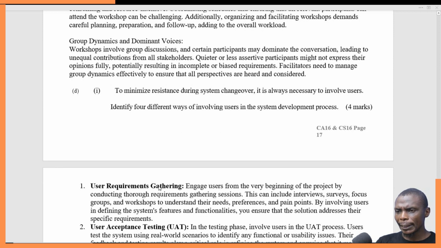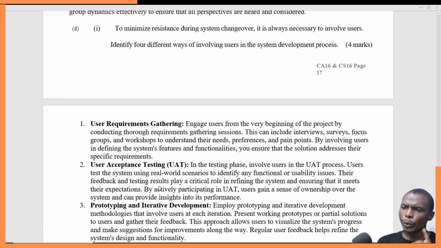Then question D says, to minimize resistance during system changeover, it is always necessary to involve users. Identify 4 different ways of involving users in the system development process. So yes, we must involve users. The first way of involving users is through user requirement gathering. So you must engage users from the very beginning of the project by conducting thorough requirement gathering.